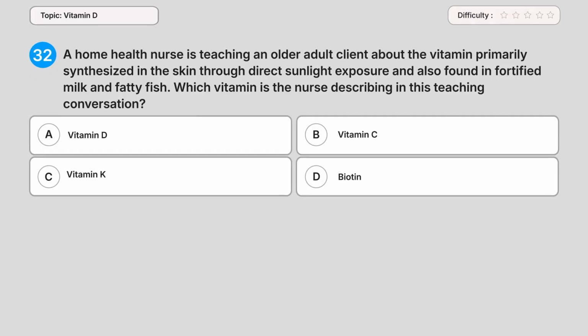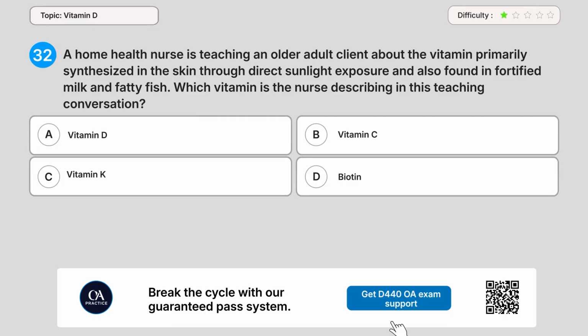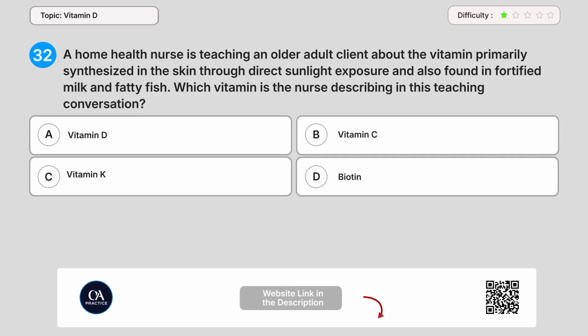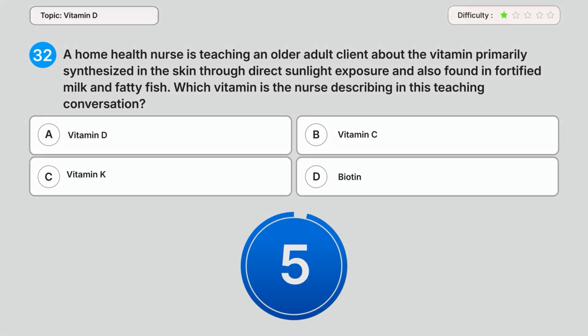32. A home health nurse is teaching an older adult client about the vitamin primarily synthesized in the skin through direct sunlight exposure and also found in fortified milk and fatty fish. Which vitamin is the nurse describing in this teaching conversation? A. Vitamin D, B. Vitamin C, C. Vitamin K, D. Biotin. What do you think is the answer?